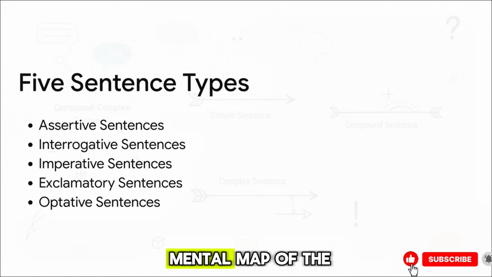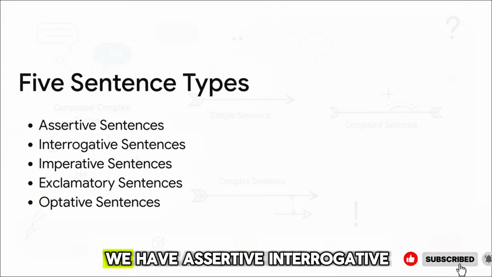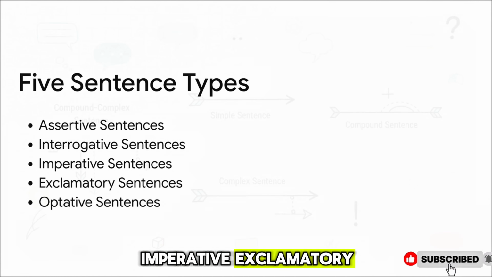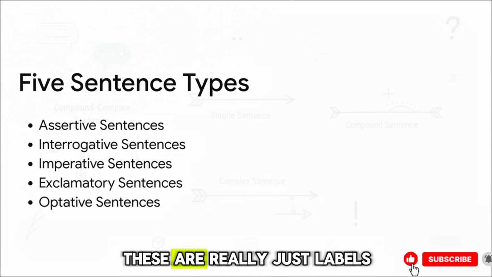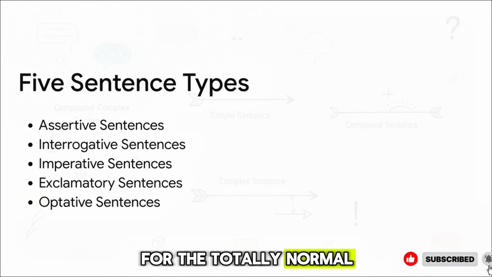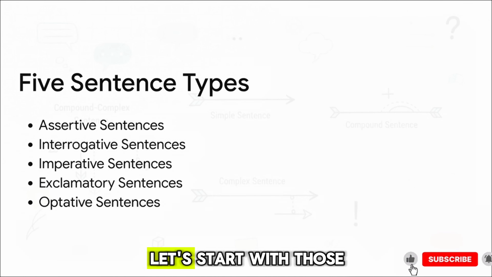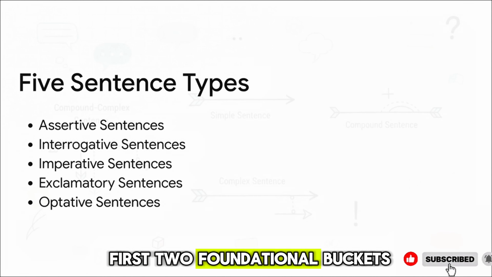Okay, so here's your mental map of the 5 ways we talk. We have assertive, interrogative, imperative, exclamatory, and optative sentences. Please don't let the fancy grammatical terms scare you. These are really just labels for the totally normal conversations you have every day. Let's start with those first 2 foundational buckets.